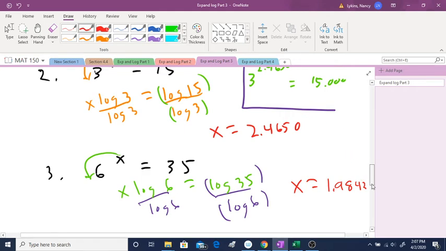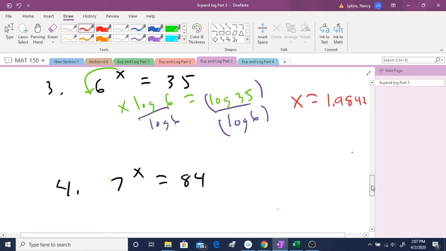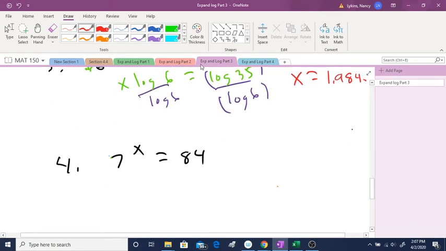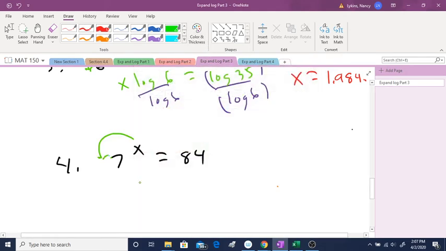And finally, my last 2 examples of this video. 7 to the x equals 84. The same process. Now also, if you want to say 7 squared is 49, 7 to the third, you should get 343. So I know the x is going to be between 2 and 3.